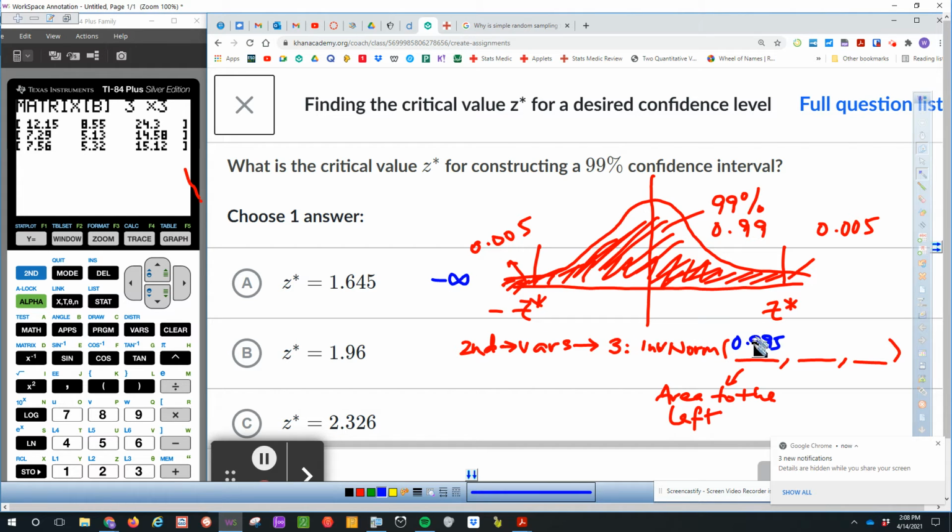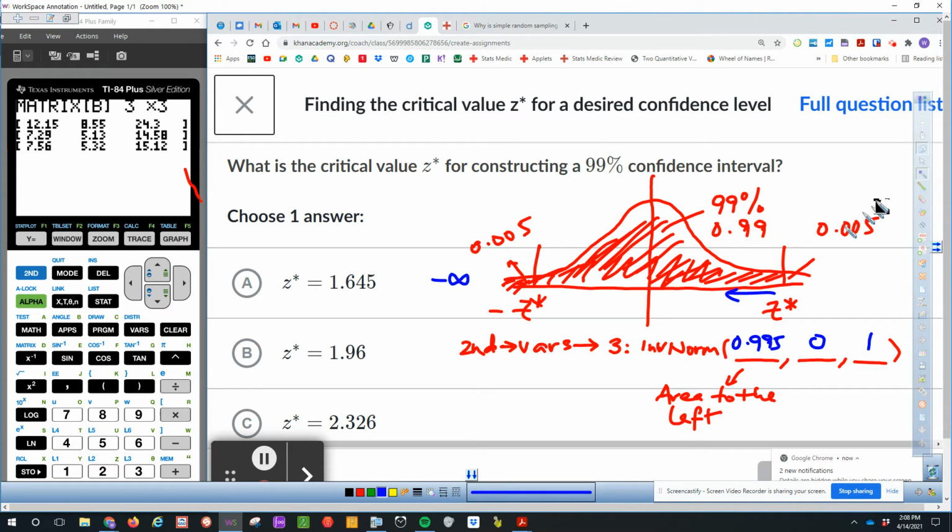But we don't need this. We just need the area to the left. So the area to the left of z star is 99.5%, which is 0.995. And then here we need the mean and the standard deviation. Since we are looking for z star, the mean is 0 and the standard deviation is 1.